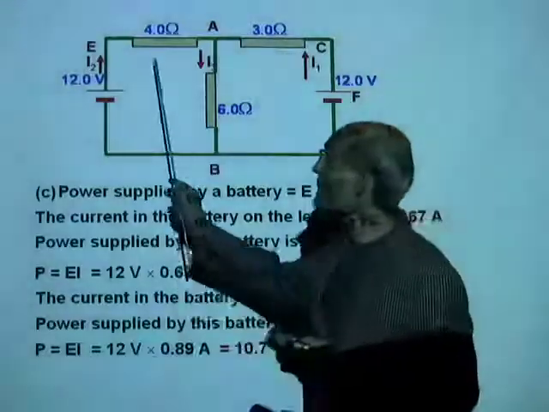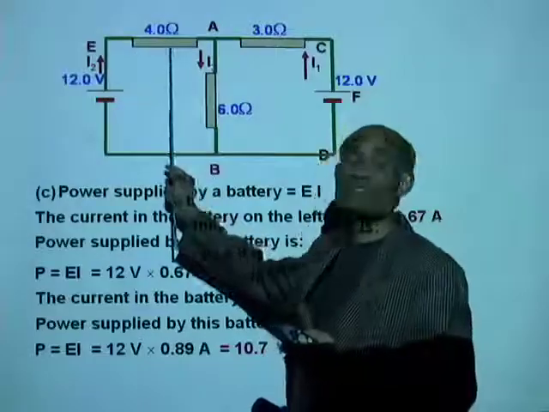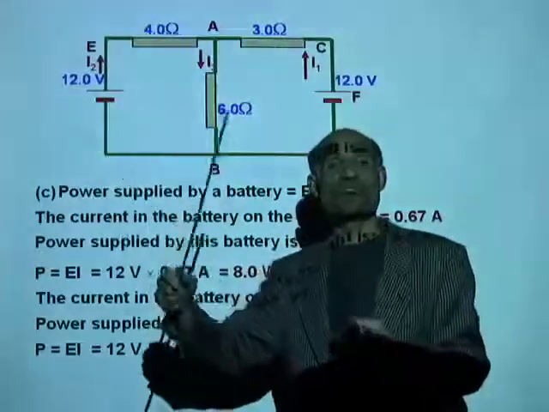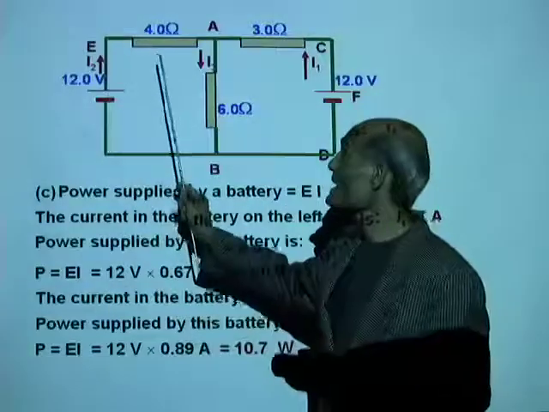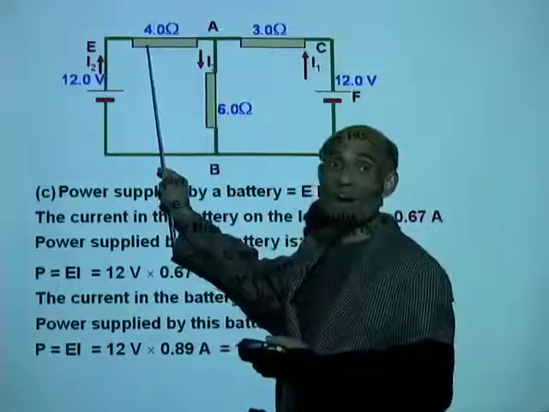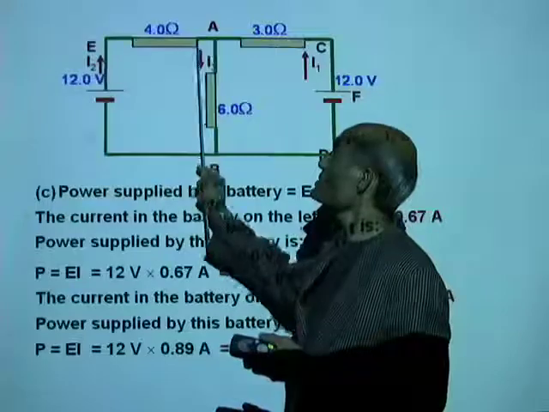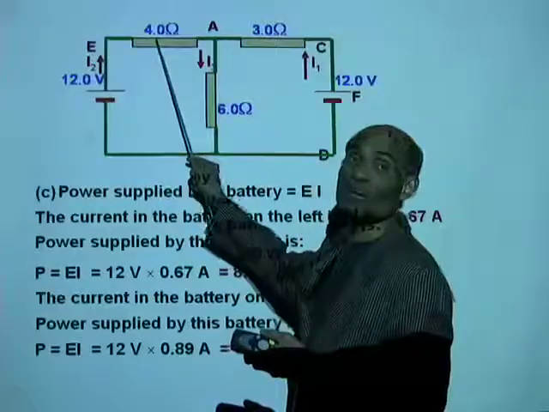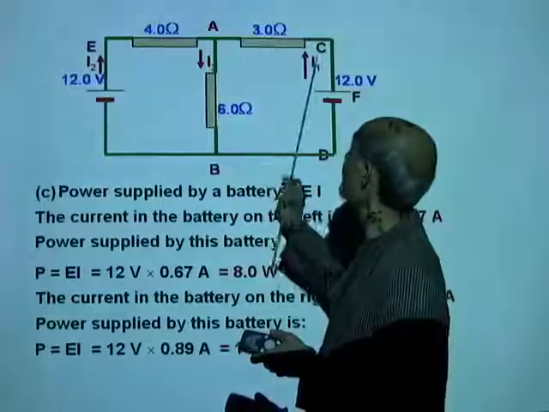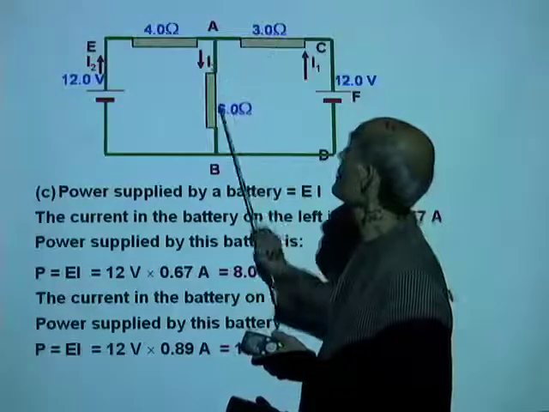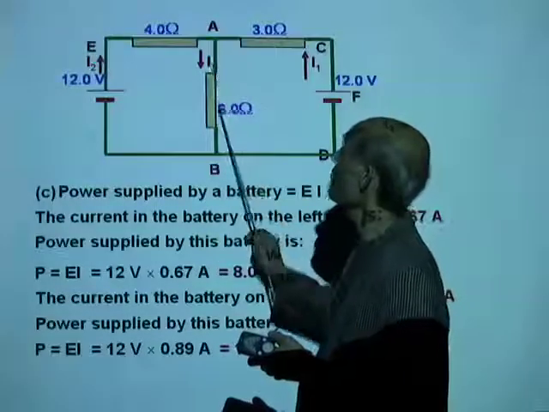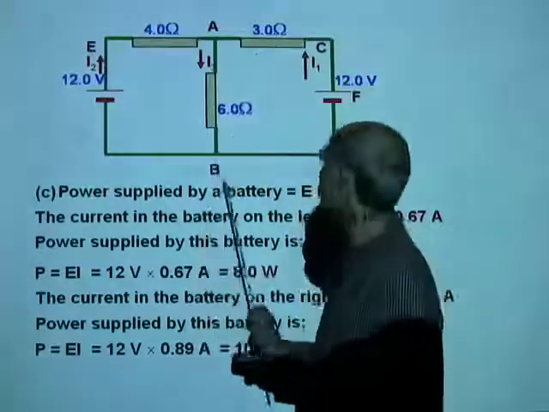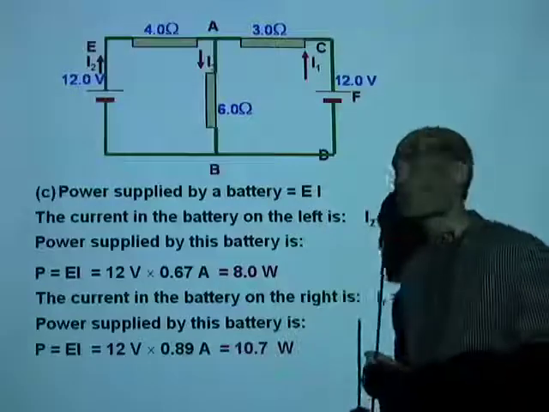If you want to calculate the power dissipated by each resistor, you want to know the potential difference across it, or you can calculate it as I squared R. The power dissipated on the 4 ohm will be I2 squared times 4 plus I1 squared times 3 plus I3 squared times 6. Check whether the sum of that will give you 18.7.